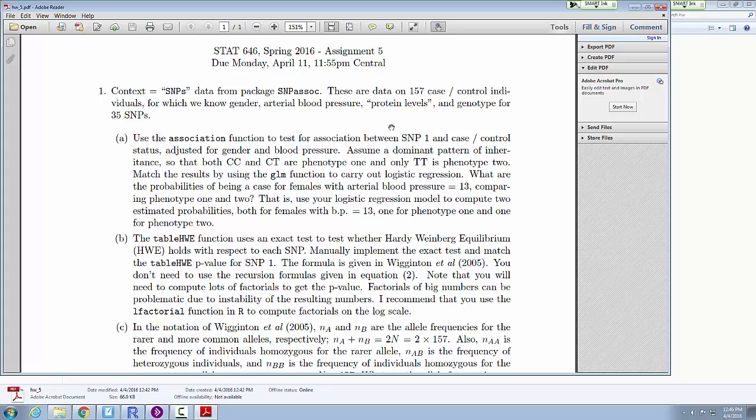For the purposes of the assignment, this package will automatically give you a p-value for all million SNPs in your data set. What I want you to do is just look at one SNP. So go do this association analysis for the first SNP. All that is logistic regression. So you're going to use the association function, which comes from SNPassoc, to do this, but you're also going to match it manually using R's built-in logistic regression function. You should be able to match it exactly.